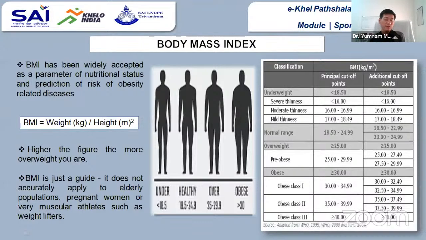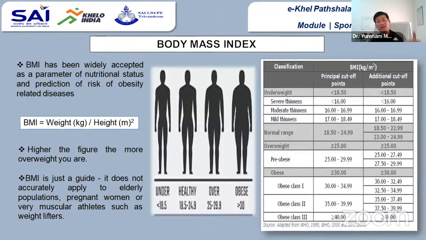BMI you can simply calculate through your height and weight. If you have your height and weight, you can simply calculate your BMI. BMI can be calculated through this formula: BMI equals weight in kg divided by height in meters squared. So the result will come like 17, 18, 19, 20, 25, whatever. The BMI value denotes that the higher the figure, the more overweight you are.